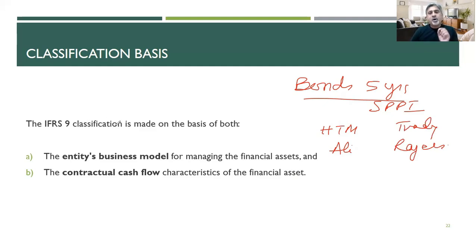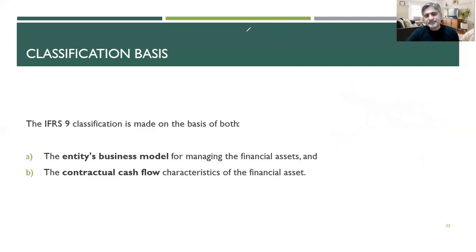Although this bond does meet the SPPI criteria, two of us, I and maybe Joseph, have different approaches. My business model is that I keep it until the end, and Joseph's business model is that he will sell it whenever the market is favorable. So you need to see these two criteria, and everything will become very simple.